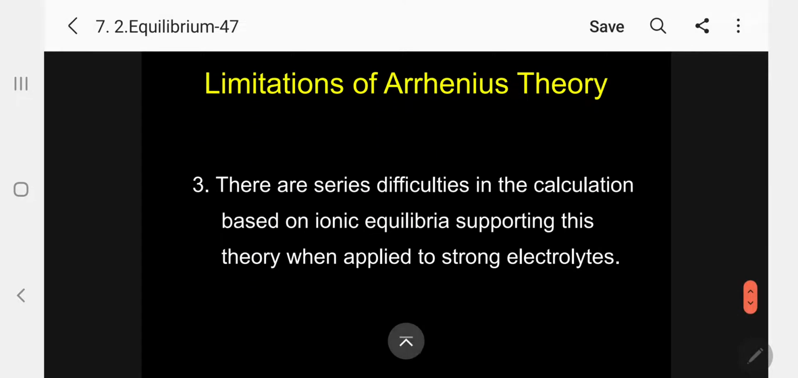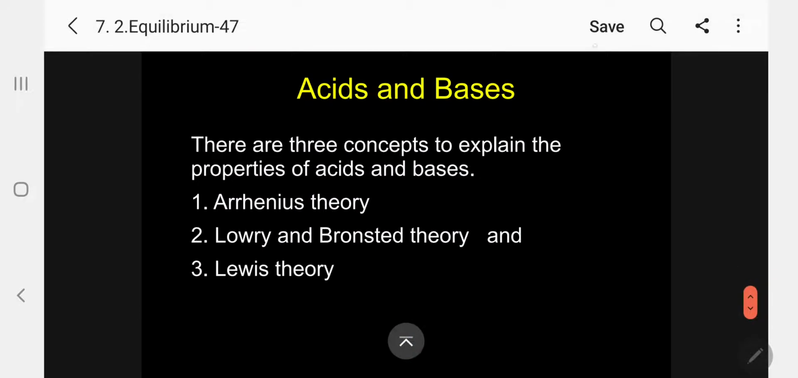Third important limitation: there are a series of difficulties in calculations based on ionic equilibria supporting this theory when applied to strong electrolytes. So these are the limitations. Now, let me come to acids and bases, another important topic. We have discussed Arrhenius theory. Now we are going to discuss acids and bases, or simply the acid-base theory.